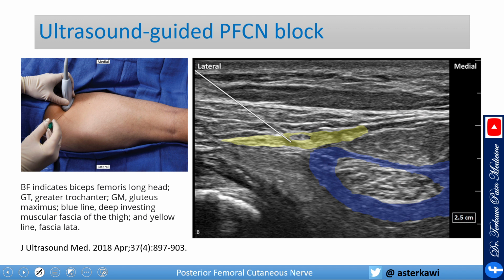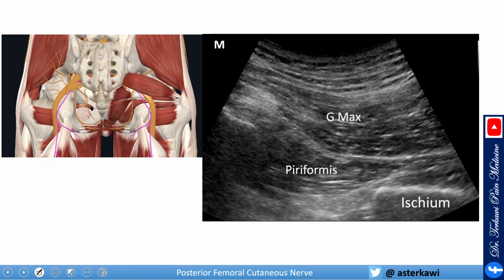So as long as you inject above the deep investing muscular fascia of the thigh, you most likely would not have a spread to the sciatic nerve. If you pierce through this, you will get the sciatic nerve, and you will not get a good block for the posterior femoral cutaneous nerve. So it is important to watch for that spread when you do the nerve block.